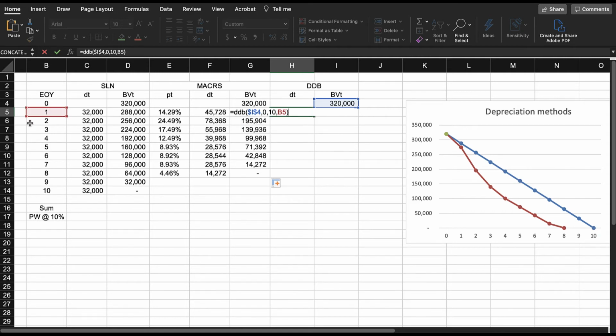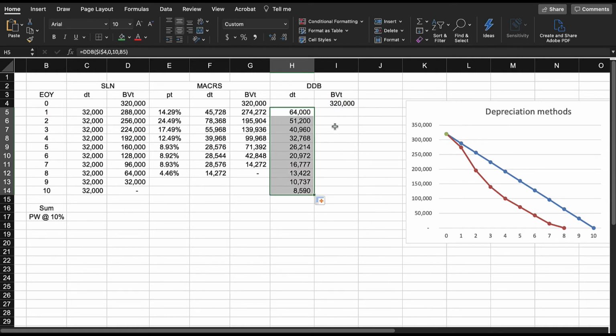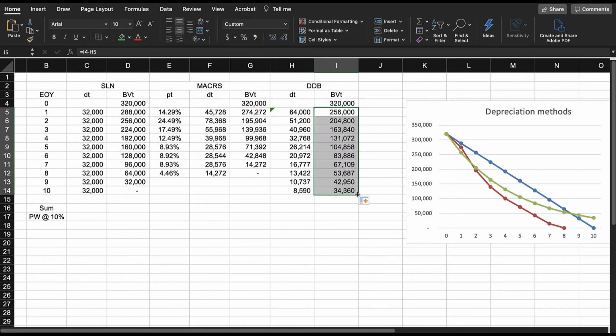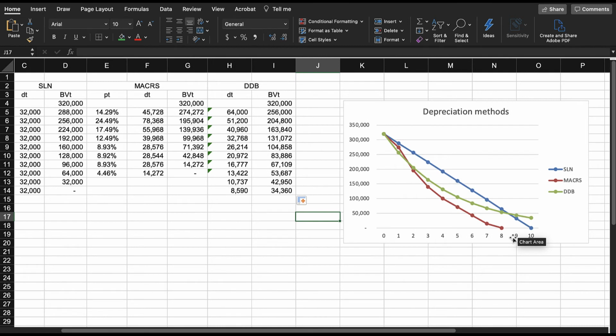And then once I copy down this calculation, it's going to go to year 2, year 3, and all the way to year 10. But because I locked this cell, this cost basis doesn't change. So I'm copying this down, and I'm also calculating the book value again. And here we are. This is the depreciation deduction over the years for double declining balance.